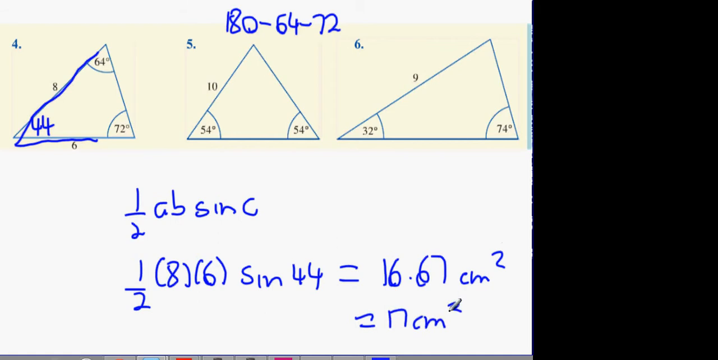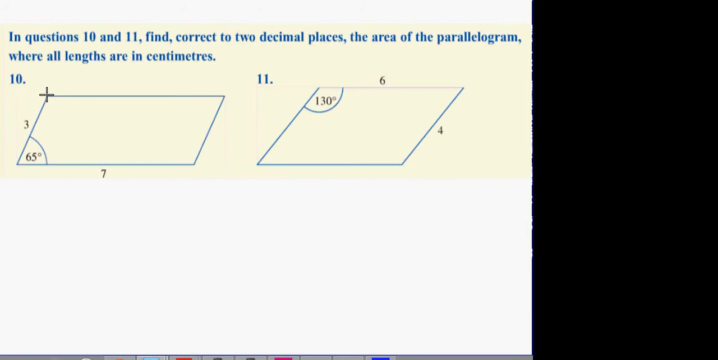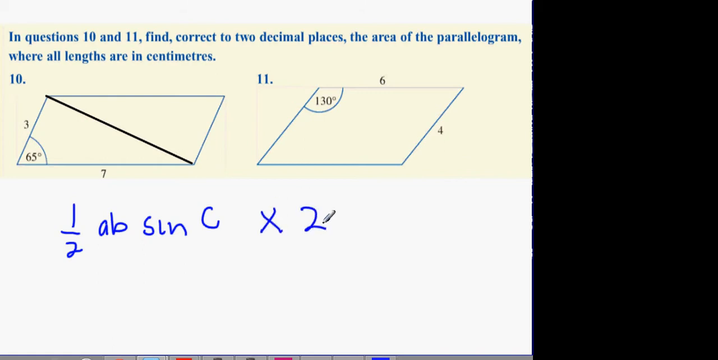They're really easy. After that, you have a parallelogram. Now let me show you something about a parallelogram. It's two triangles. So if the area of a triangle is a half AB sine C, but a parallelogram is two triangles, what could I do with my answer? Multiply it by 2. But in effect, by multiplying it by 2, you're getting rid of the half. So we're just going to do AB sine C.